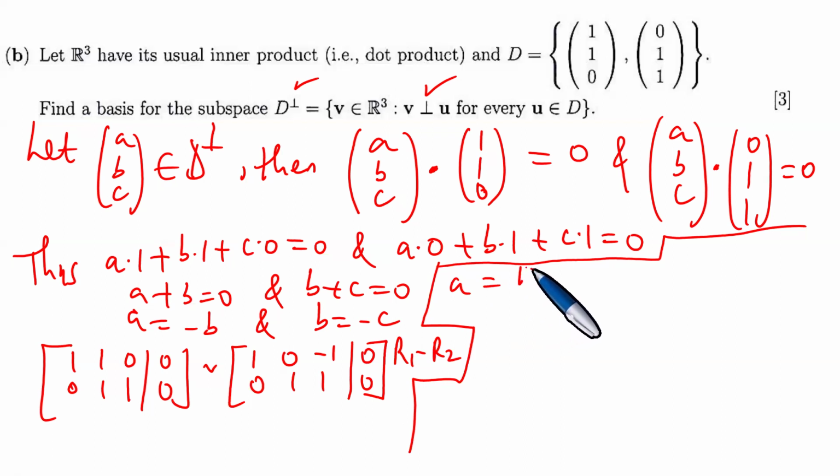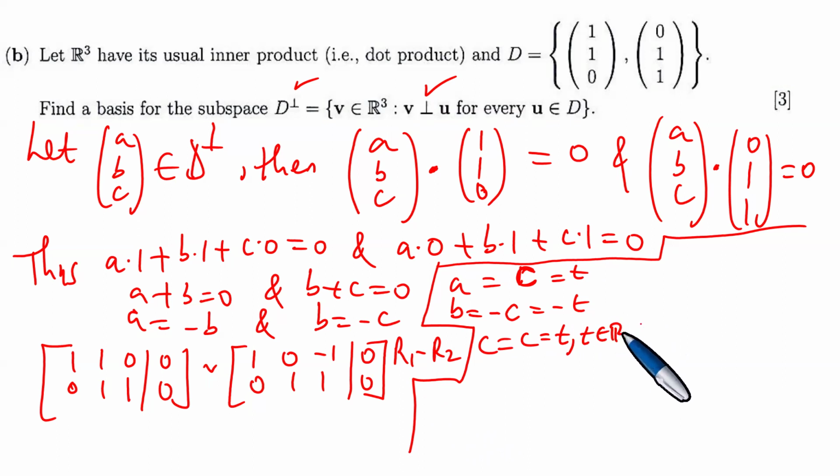Because of that, we're able to make the following conclusion. A is equal to C for this one, because you can see it as A minus C is 0. So A is equal to C. And for this one, B and C, so you can see it as B equals minus C. And what about C? You can say C is equal to C. If you make C equal to T, then this one is going to be minus T, and this one is going to be T, where this T is a real number.